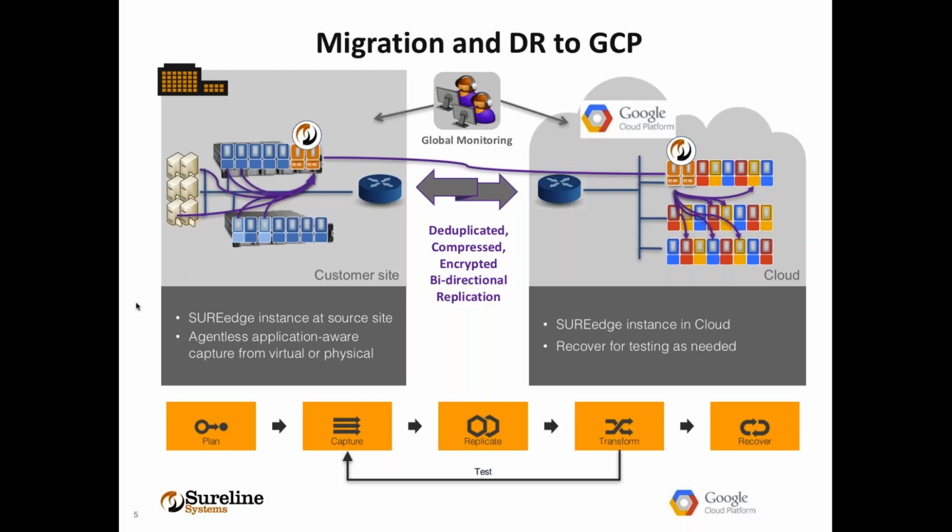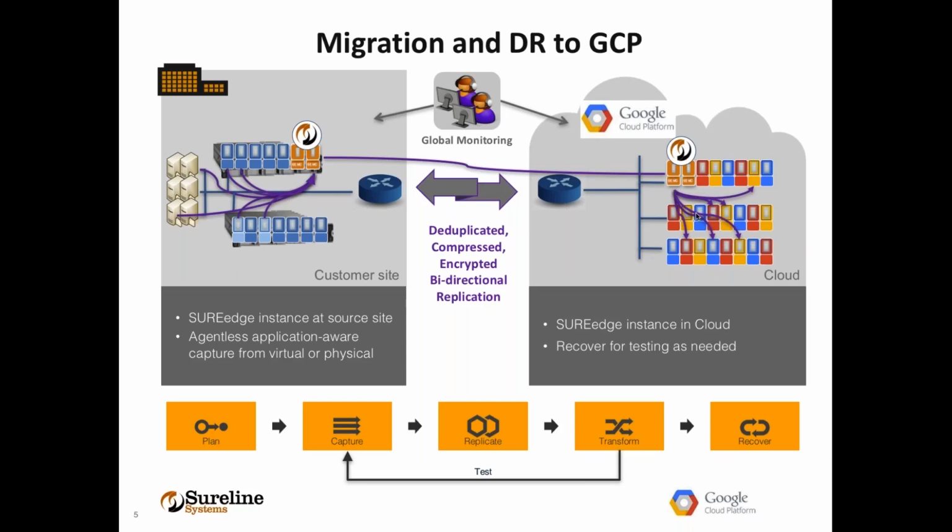Immediately after a capture, we initiate transfer from one side to the other. This replication again makes use of deduplication and encryption and compression, so that you have a safe and efficient transfer of all your system images to your target site. Once images arrive at the target site, they're transformed into the target environment's required format. What works in the Google Cloud is not necessarily what works in VMware or whatever your source might be.